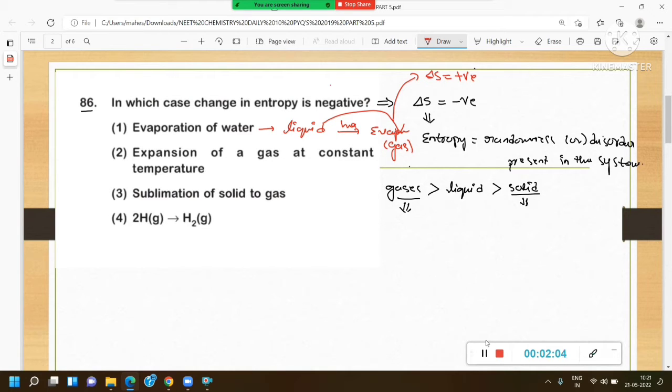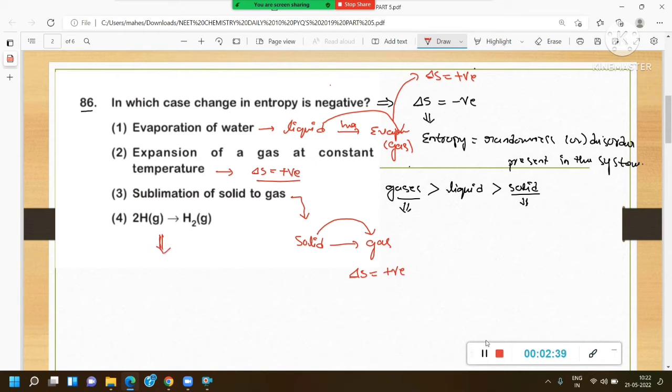Okay. Now let us verify the second statement. Expansion of a gas at constant temperature. Gas expansion takes place. That's why its change in entropy, that means the randomness increases. Delta S value becomes positive. Now let us verify the third one. Here, sublimation of solid to gas. Here solid is converted to gas. That's why the change in entropy will also increase. Its value becomes delta S equal to positive.